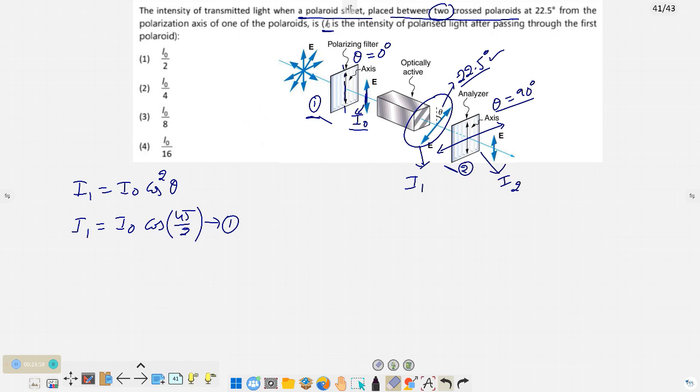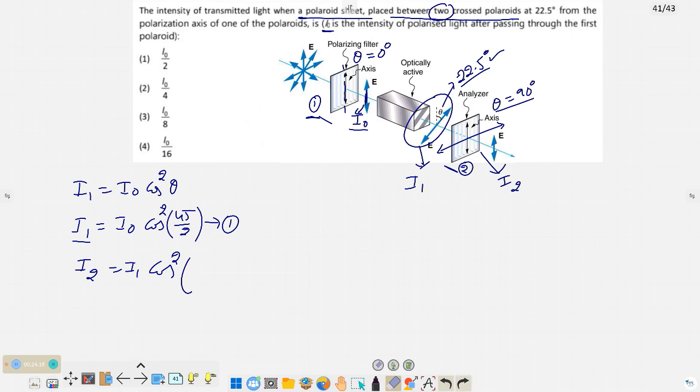Similarly, the intensity I1 after passing through the second Polaroid, the final intensity becomes I2. That I2 is equal to I1 into cos square of the angle. What is the angle here? That is important for understanding here.